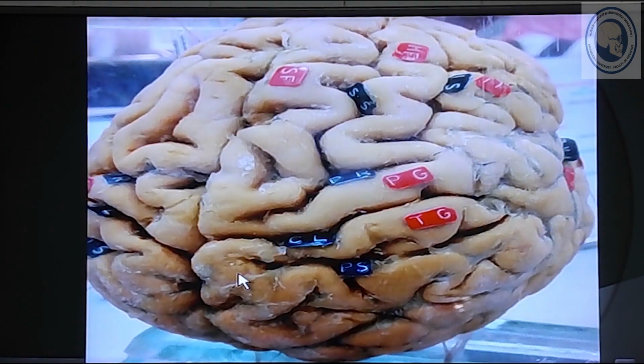This surface is the lateral surface of the cerebral hemisphere. So this will be the central sulcus. This will be the precentral sulcus, and in between you will find the precentral gyrus. This is the postcentral sulcus, and the area in between it and the central sulcus will be the postcentral gyrus. Also, this is the frontal lobe. So this is the superior and the inferior frontal sulci separating the 3 frontal gyri from each other.